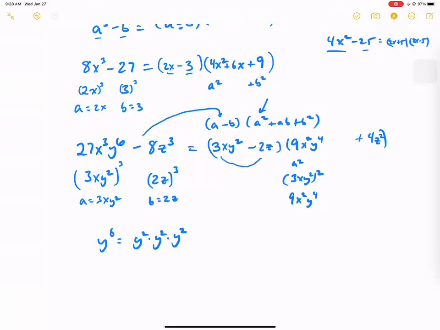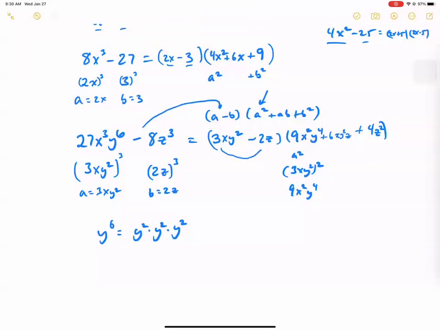So 3 times 2 is 6xy squared and then z. 6x squared y squared and then z. Okay, here we go.